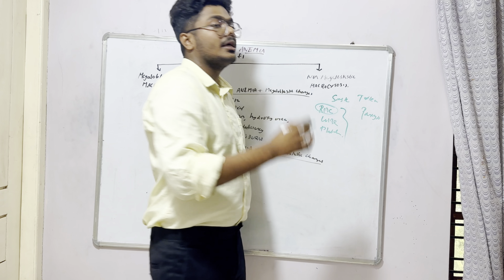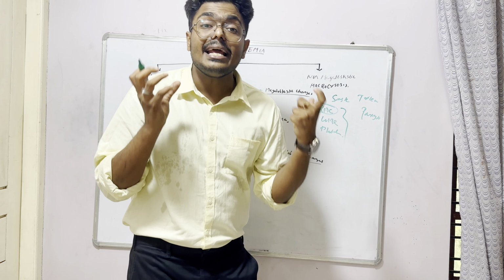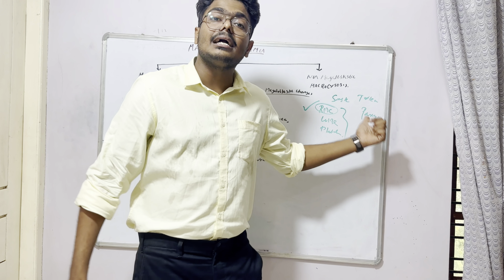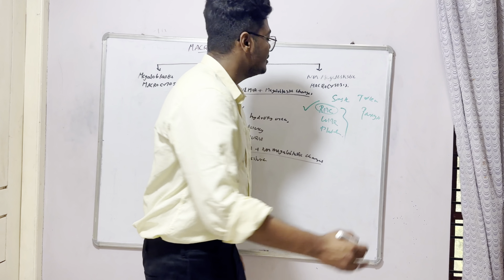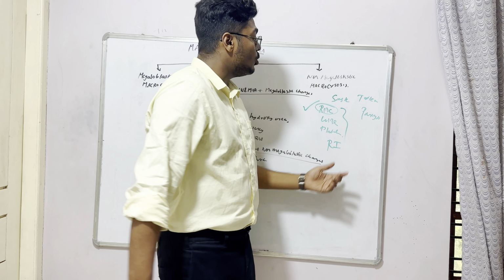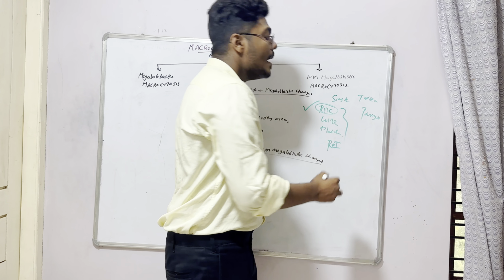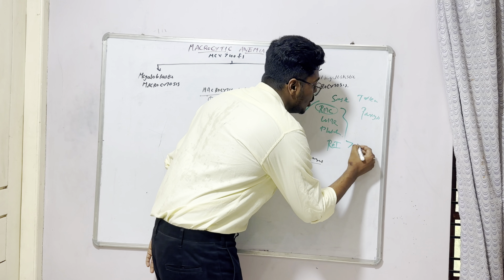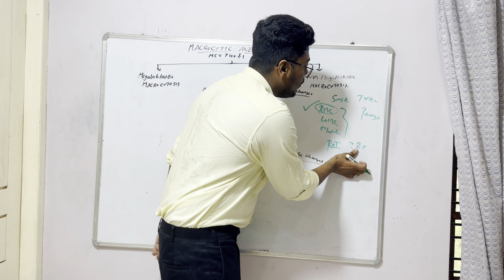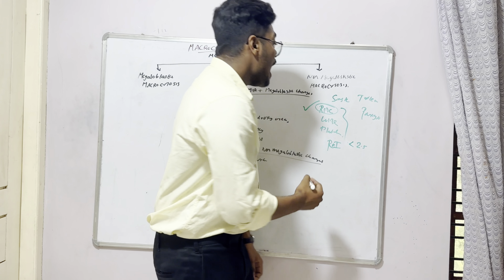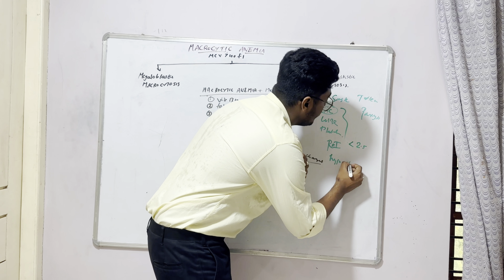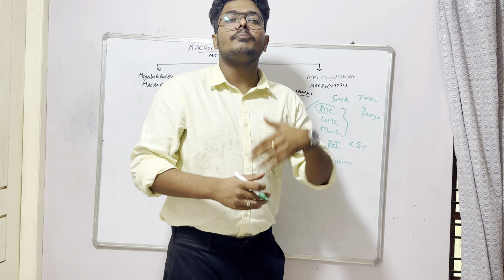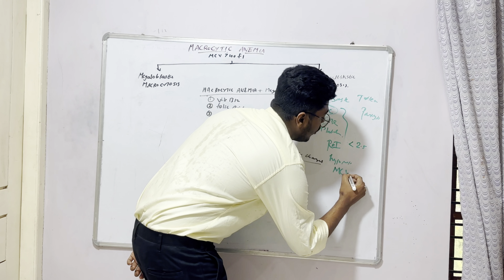So, if a patient comes to the clinic with a decrease in the RBC count, then we will classify it as a single lineage issue. The next thing we are going to do is calculate the reticulocyte production index. If the reticulocyte production index is less than 2.5, then we will classify it as hypoproliferative anemia.